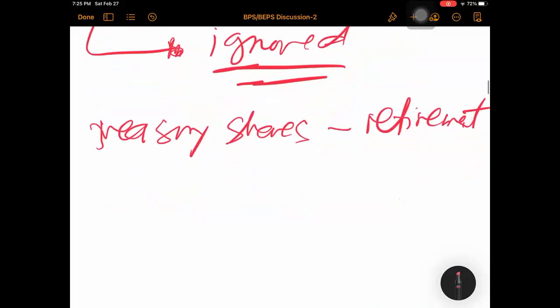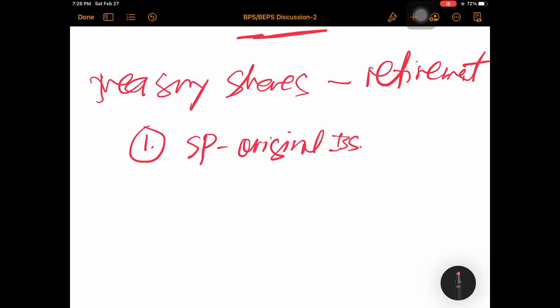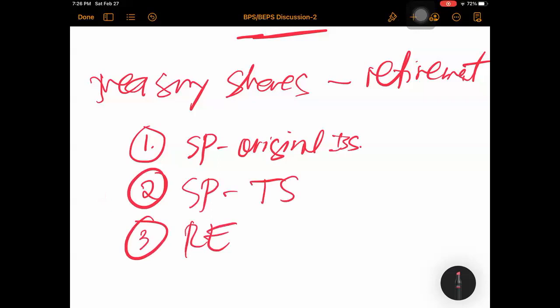Unsa ang order of priority if i-retire nato ang treasury shares, if loss, asa nato first i-account ang loss? This retirement, this is not reissuance. So this is retirement. So what's the first priority if naay loss, if dako ang difference between the cost of the treasury share at nag-retire ta? Okay, first priority is share premium from the original issuance. Second priority is, what's the second priority? Okay, second priority is share premium from treasury shares. Then the last is retained earnings.